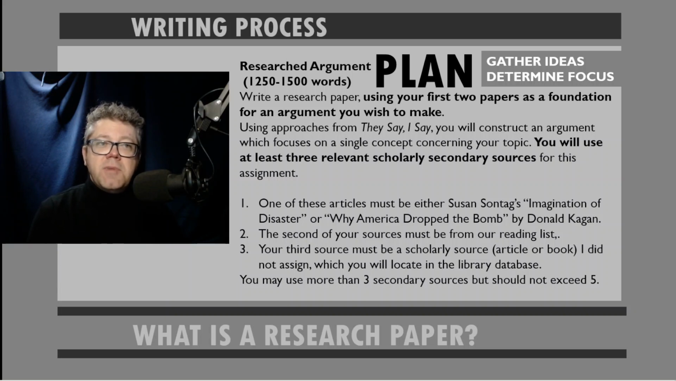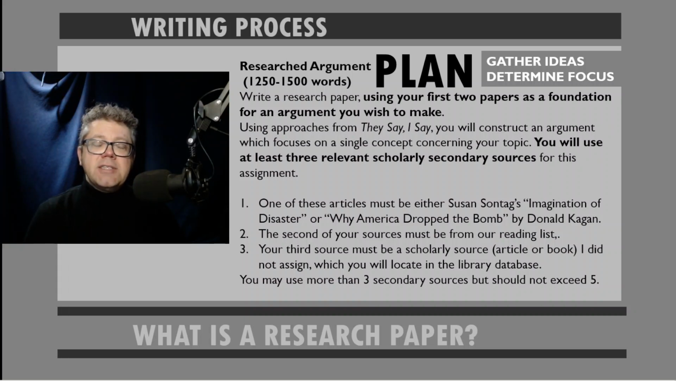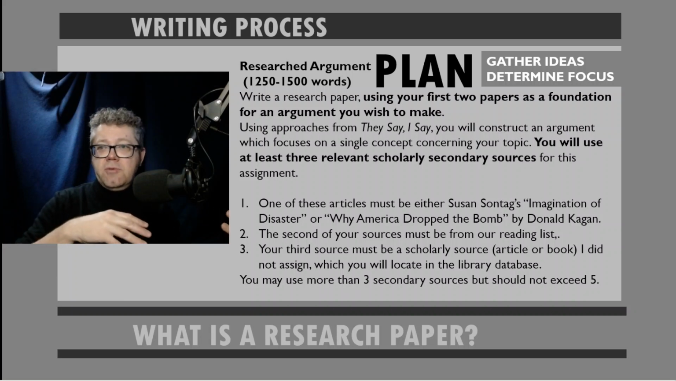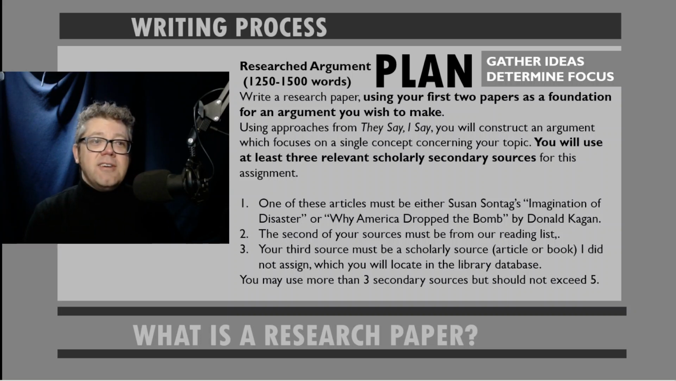Your third source must be a scholarly source. There it is. Article or book I did not assign, which you will locate in the library database. Now, again, a lot of the time, profs don't give you this kind of a breakdown. They'll just be like, go get 3 relevant scholarly secondary sources, and you have to go locate all of those on your own. Okay? So, some classes, there's guidance. Some classes, it's the Wild West. You may use more than 3 secondary sources, but should not exceed 5.